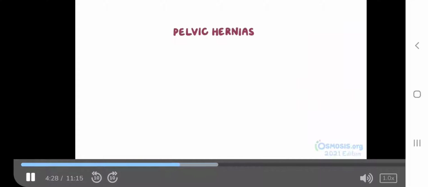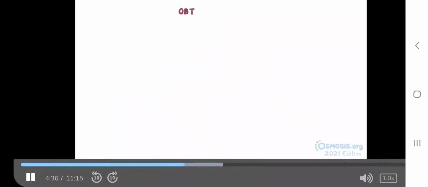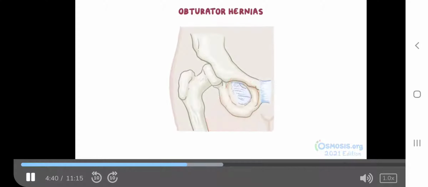Pelvic hernias protrude through one of the pelvic foramina, so obturator and sciatic hernias, or the pelvic floor, so perineal hernias. Obturator hernias are rare, and they occur when there's protrusion of the abdominal organs through the obturator foramen, which is on the anterolateral aspect of the pelvic wall where the obturator nerve, artery, and vein traverse.